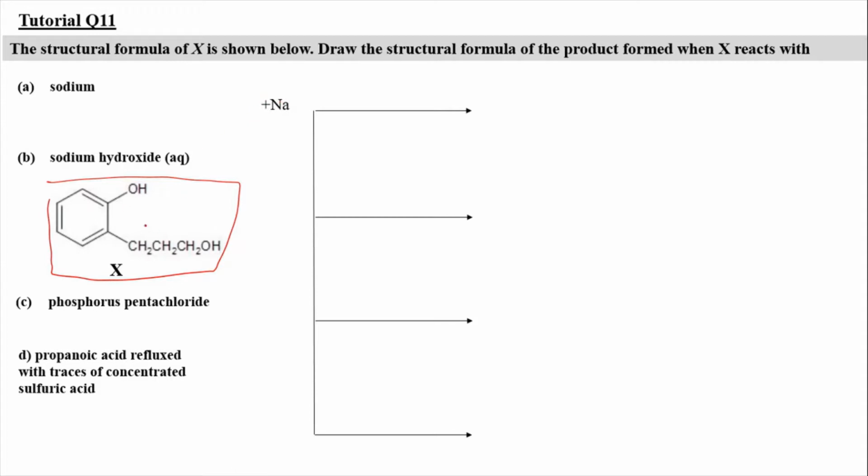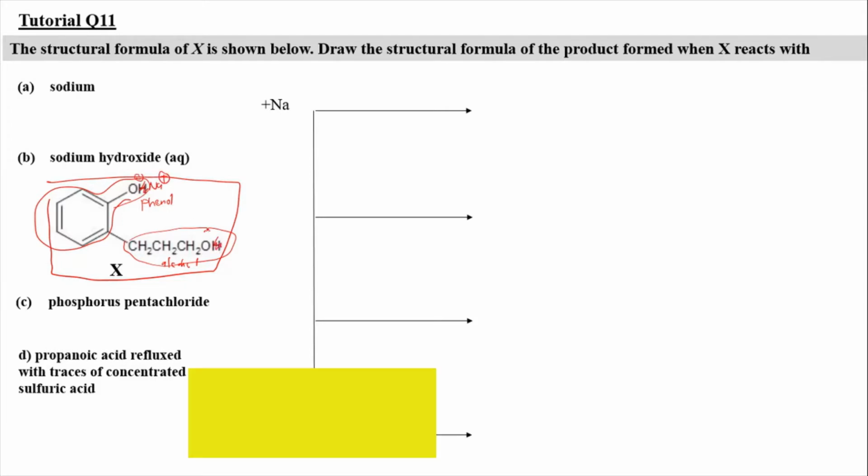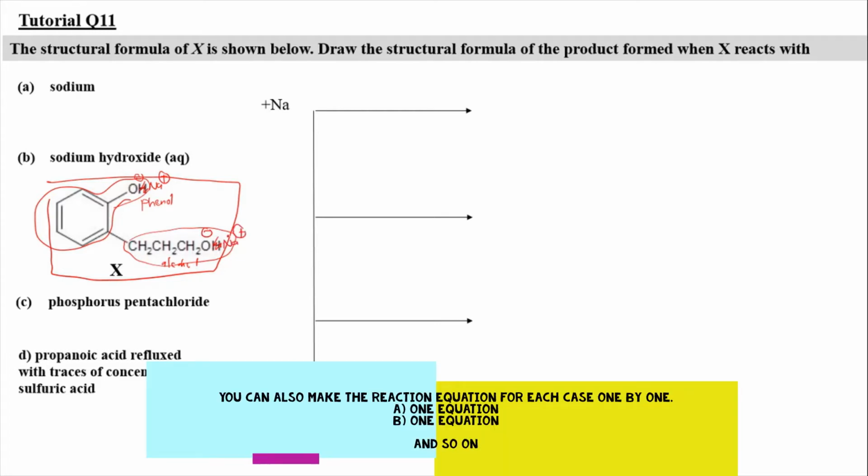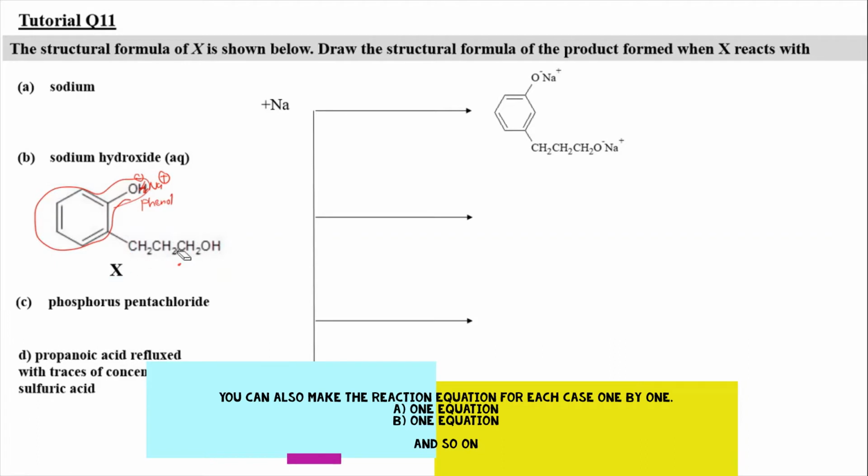So this structure here is a phenol, as well as an aliphatic alcohol that is attached to the benzene. We can say that the sodium is going to replace the hydrogen of the phenol. At the same time, the sodium is going to replace the hydrogen of the alcohol. So phenol, and here is alcohol. So it becomes O minus Na plus, and the same goes to here, O minus Na plus as the product.